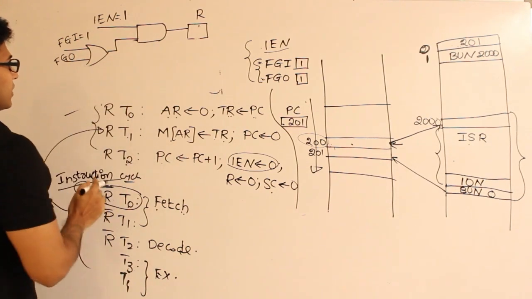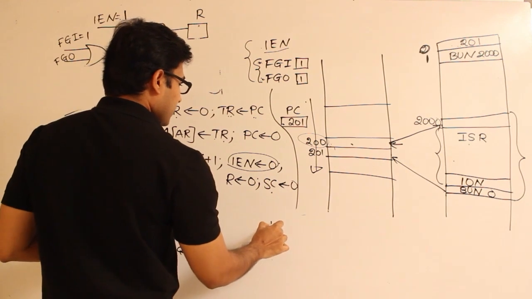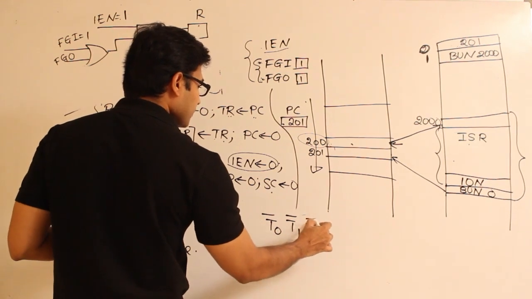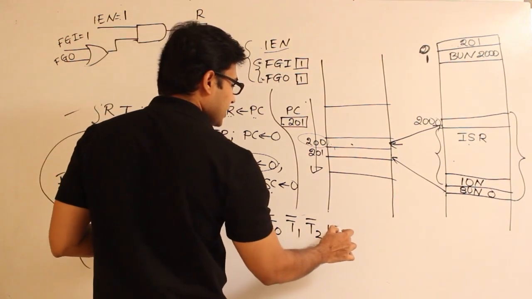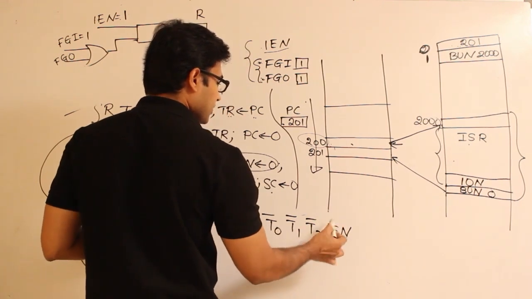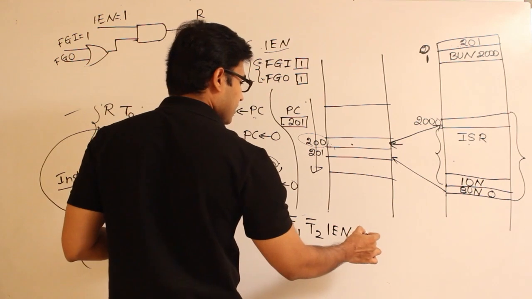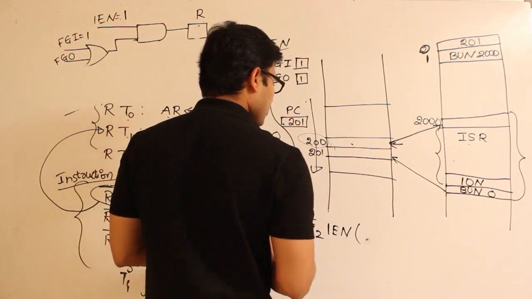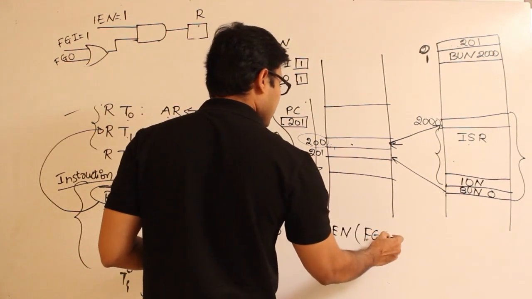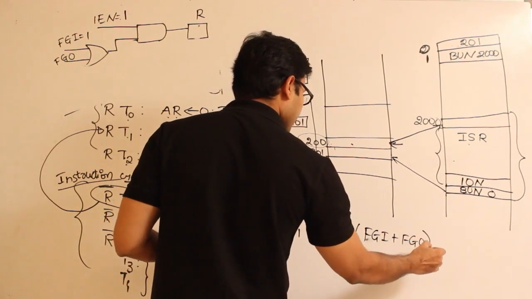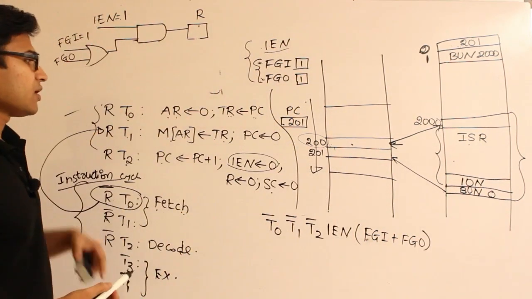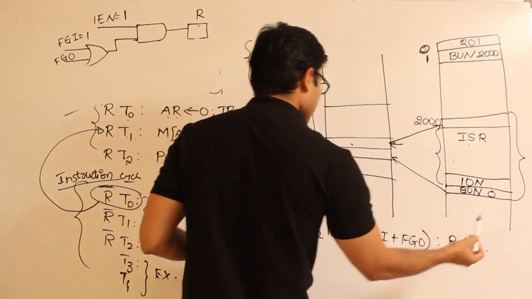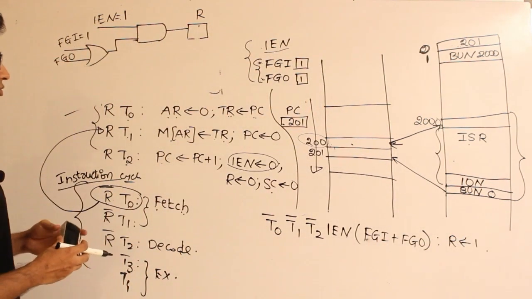I think that is not right. So what I wanted to perform is, if it is not T0, if it is not T1, if it is not T2, then only if I have enabled the input interrupt, which means IEN, and either the input flag or the output flag, FGI or FGO, is 1, then only I want to set this OR. In this condition only, OR has to be made 1. This is what I want to happen, right?